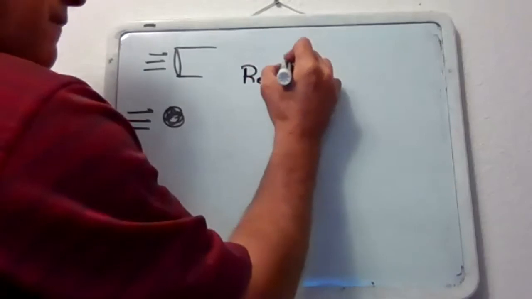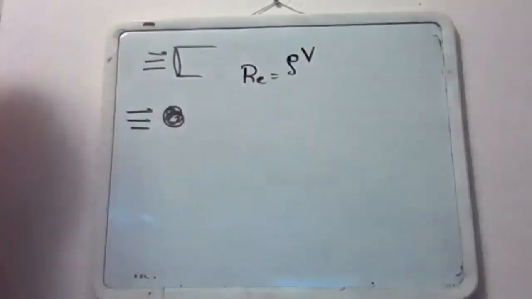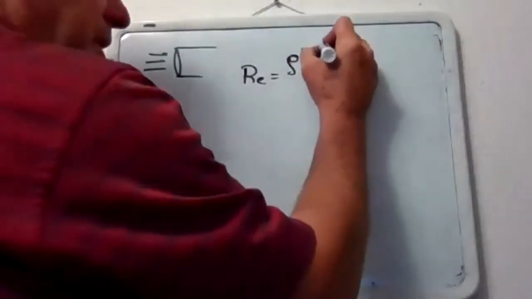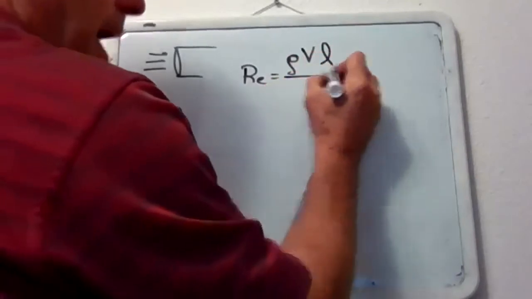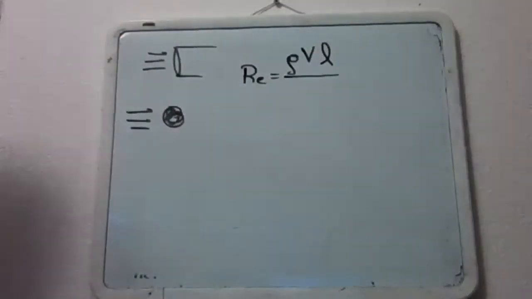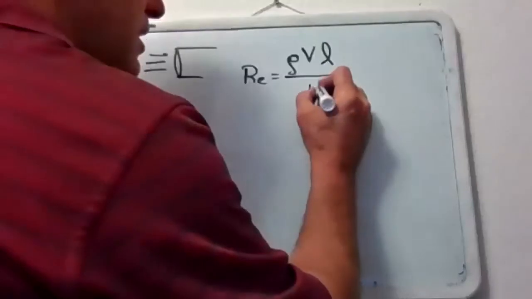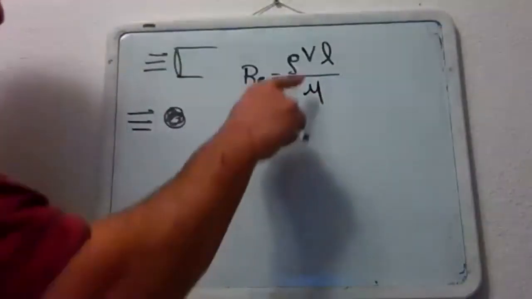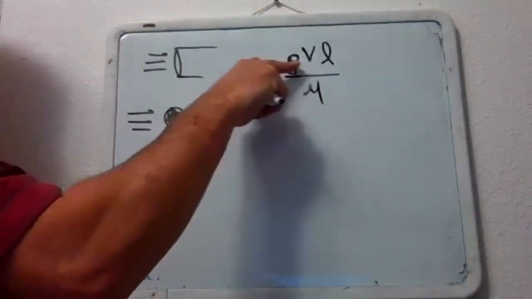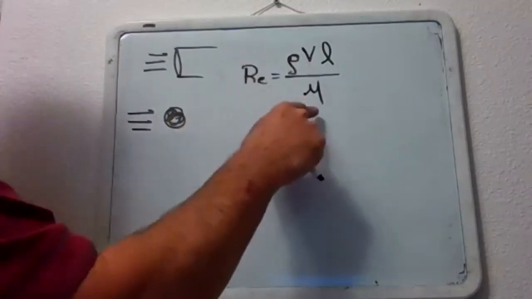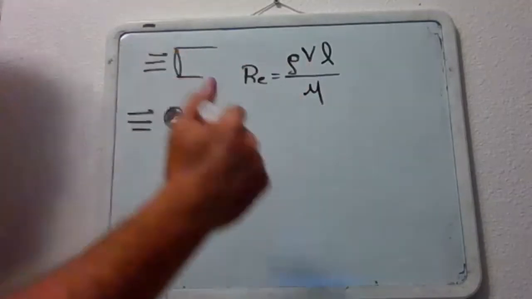We take the density of the fluid, the speed of the fluid relative to our object, and some characteristic length that we'll be learning about during the rest of the semester, and we divide it by the viscosity. This gives us an idea about what sort of parameters cause separation versus what keeps coherent laminar flow.